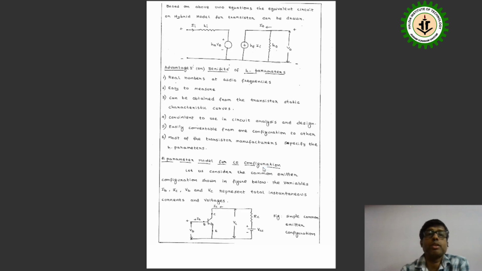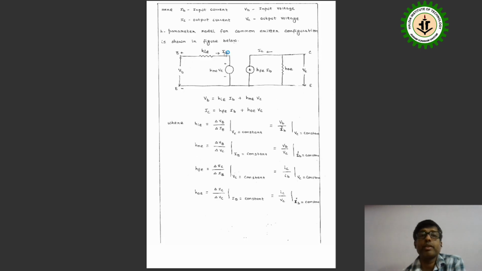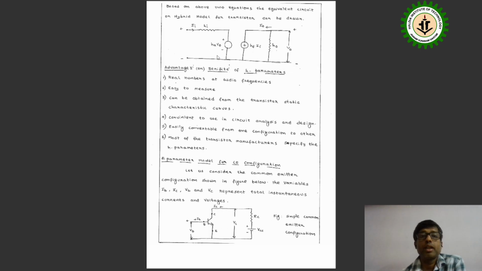If we apply KVL, Vi is the one voltage source, and it is the summation of the two voltages, hi*I1 and hr*V0. That's why we have given here hi*I1 and hr*V0. And the second equation is the actual KCL equation.